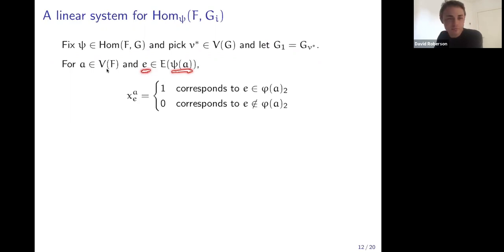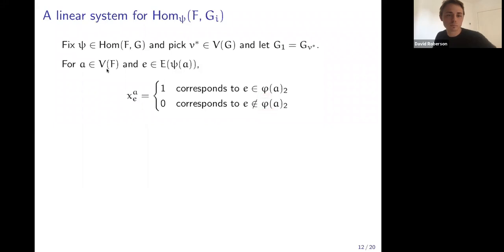So this edge is going to be an edge of G. For every vertex of F and for every edge in this set of edges incident to this image, I'm going to have a variable. Essentially, this variable being 1 corresponds to choosing, for the second coordinate of phi of A, to include the edge E. And it's 0 if, for the second coordinate of phi of A, I don't want to include the edge E.